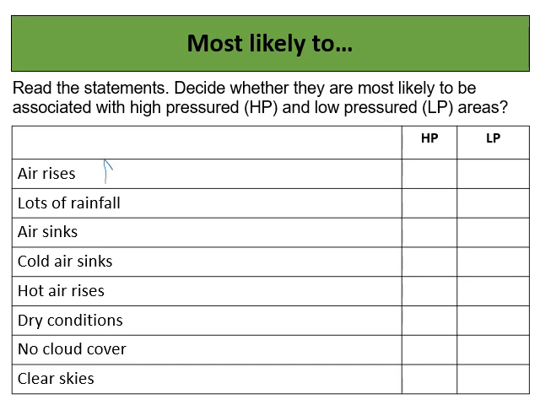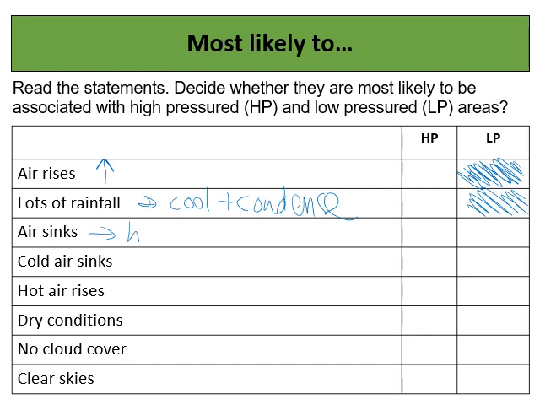If the air is rising, then I would say that was an area of low pressure. It's low pressure, which means it's lighter, which means it can rise. If it's rising, it's able to cool and condense. And if it can cool and condense, that means it's an area of low pressure. Now, if the air is sinking, that's because it's heavy and dense, which means that's an area of high pressure. It's sinking.